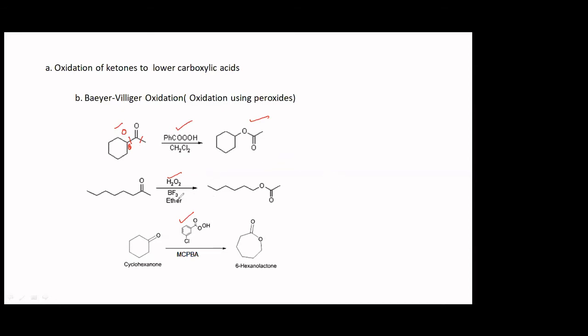Okay. This will be a primary carbocation. This will be a 2 degree. So you have to break this bond here and put oxygen there. Okay. Any doubt here? Baeyer-Villiger oxidation. Hope all of you got it.